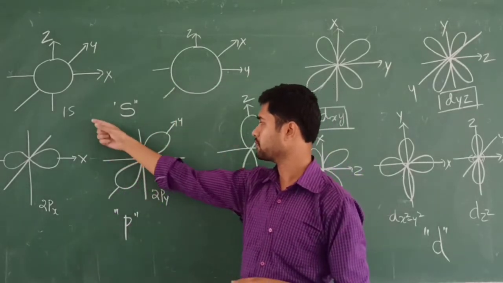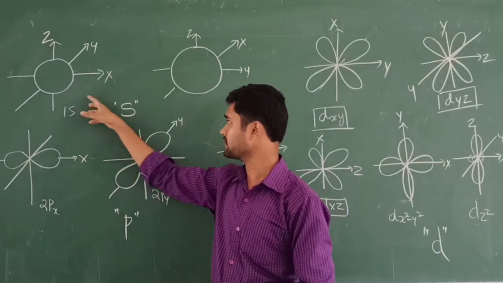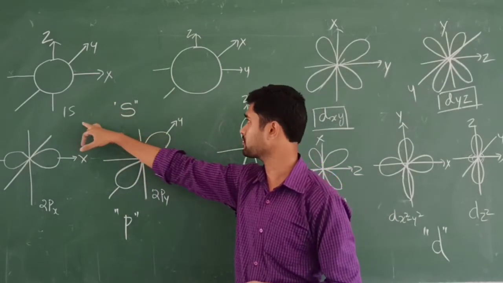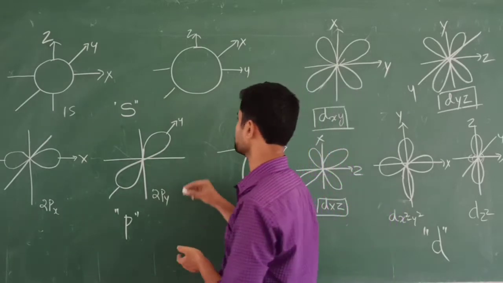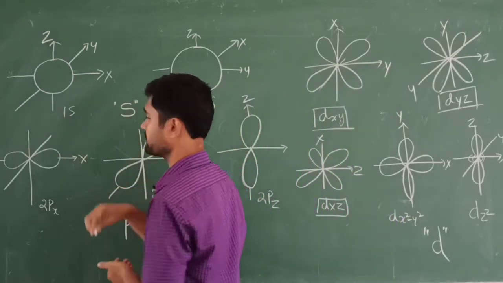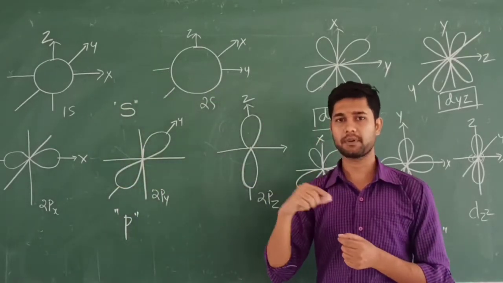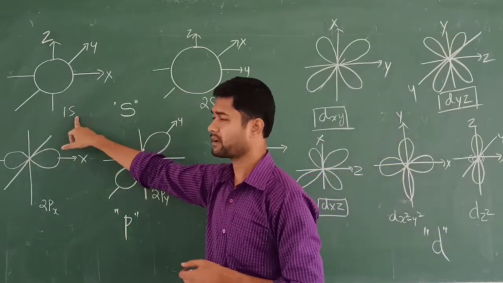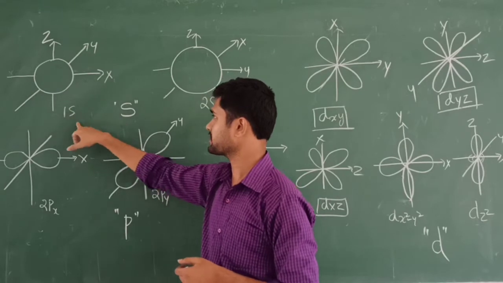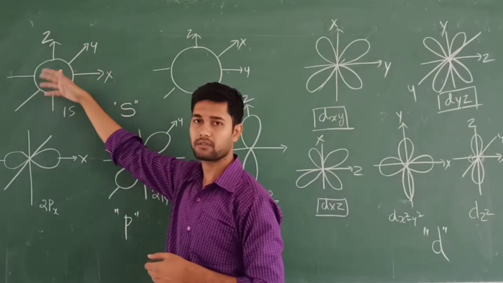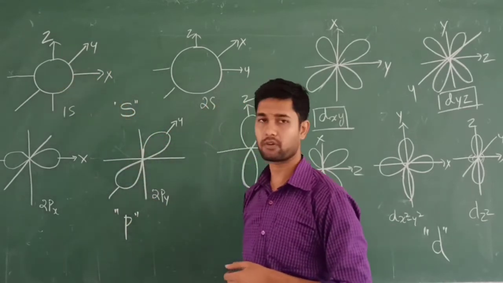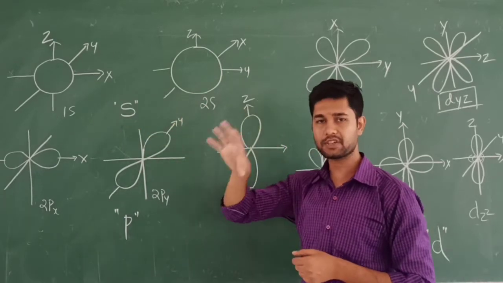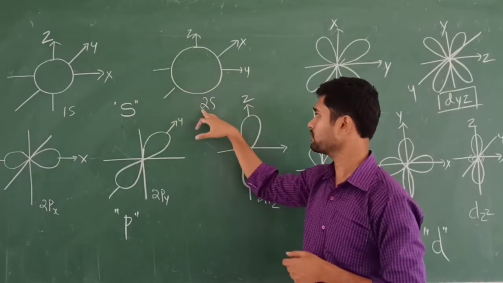So look at this orbital, that is called s orbital. This is the 1s orbital, this is the 2s orbital. That's why it's much bigger than the 1s one, because as the principal quantum number increases, the shell size also increases. So s is spherical shape. These are the coordinates x, y, z, just an indication of the spherical shape. This is called 1s, 2s.